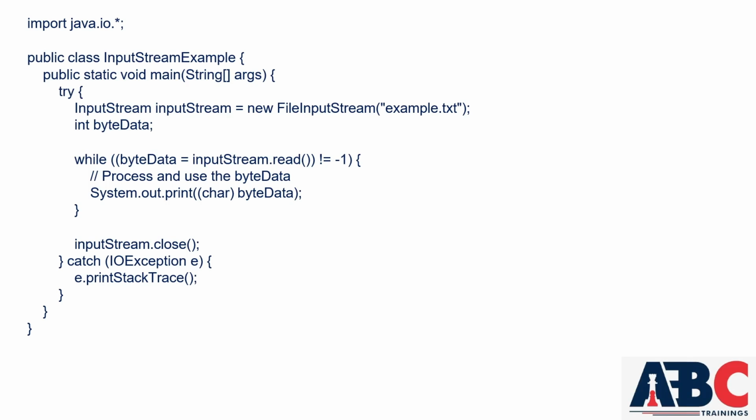Then the byte data variable is created. Then while byte data is read from the input stream, the dot read method is called. Then the byte data is processed. Then the input stream is closed, and catch an IOException e. Then e dot printStackTrace is called.